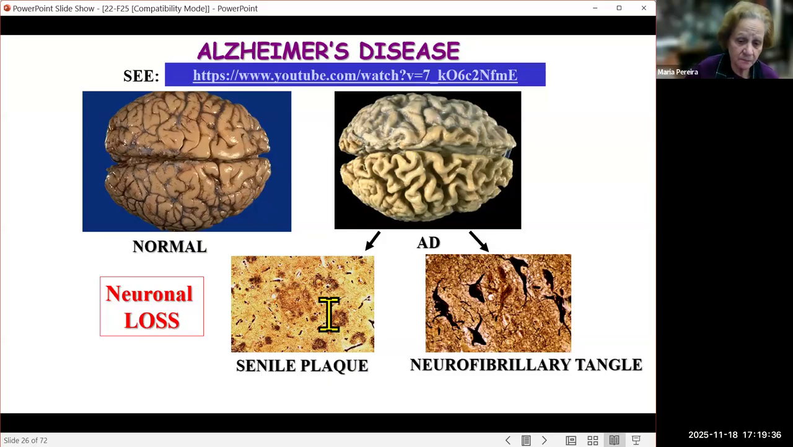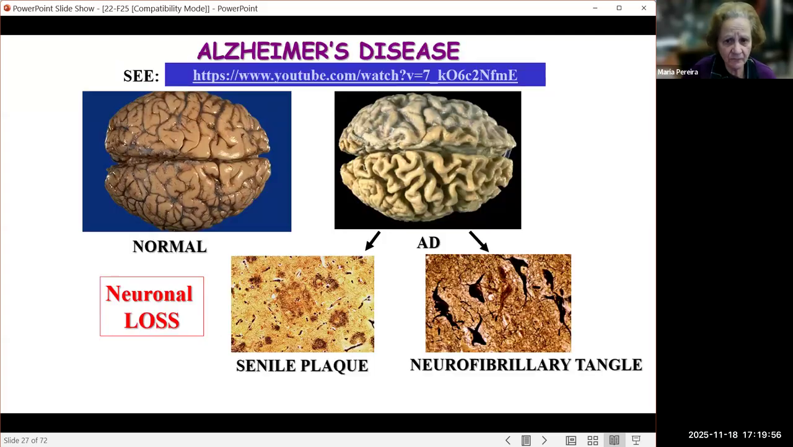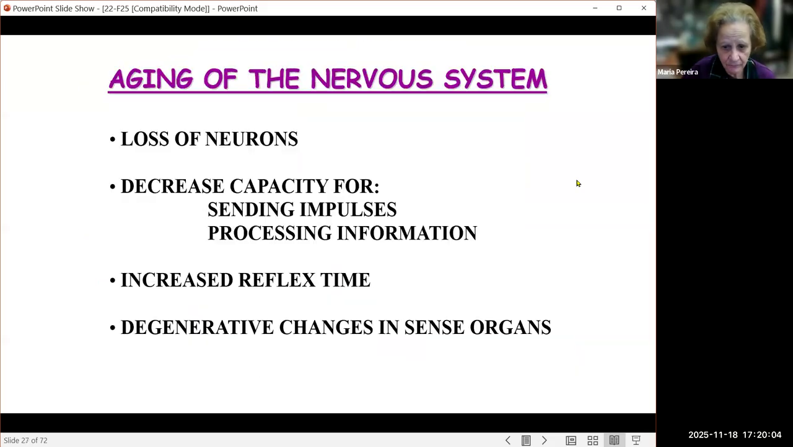So you see the appearance of these plaques that are known as senile plaques outside the brain, and these are neurofibrillary tangles, which are aggregates of proteins inside the neurons. So these are, let's say, the hallmarks of Alzheimer's disease. And I would highly suggest that you look at this video that really explains Alzheimer's.